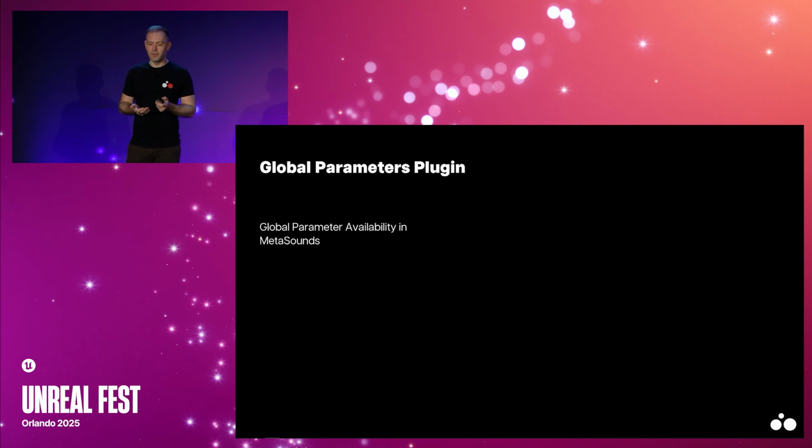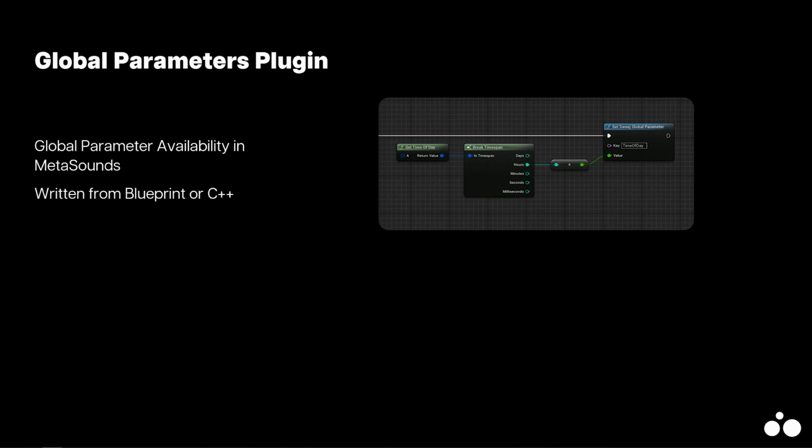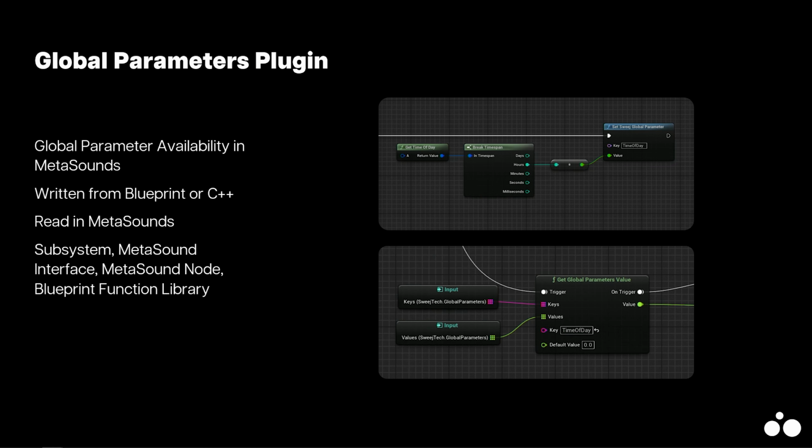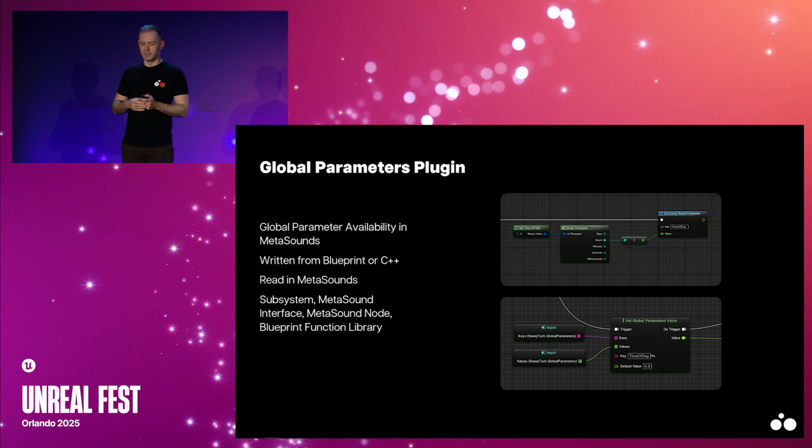We also have a global parameters plugin, which, as you might expect, makes parameter values globally available, including in MetaSounds. Sound designers define the parameters and write them from Blueprint, or they can be written directly from C++. And we allow them to be read in MetaSounds via an interface. In order to do this, it makes use of a subsystem, MetaSound interfaces and nodes, and a Blueprint function library.